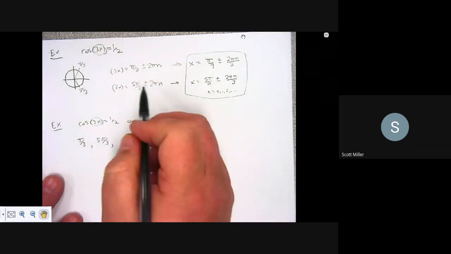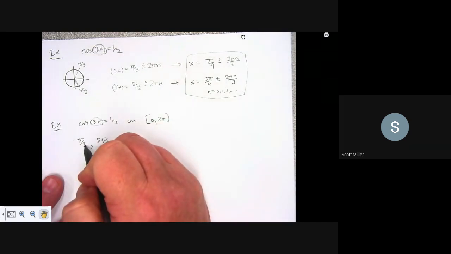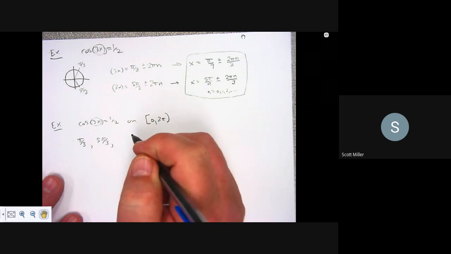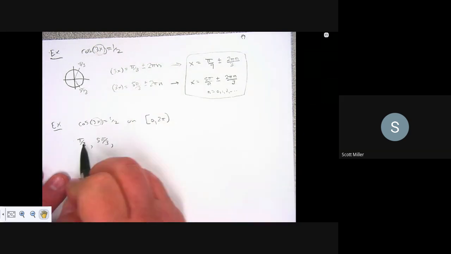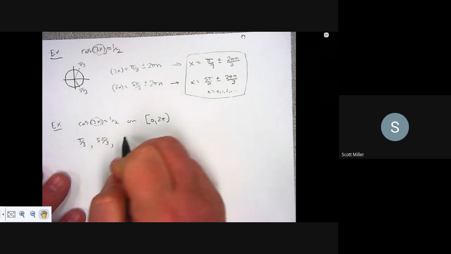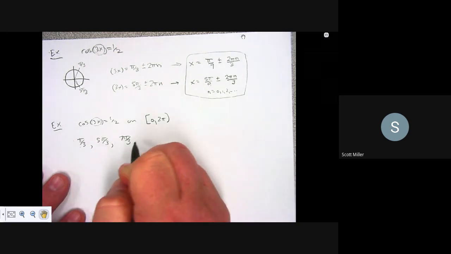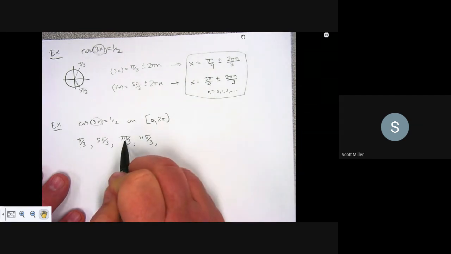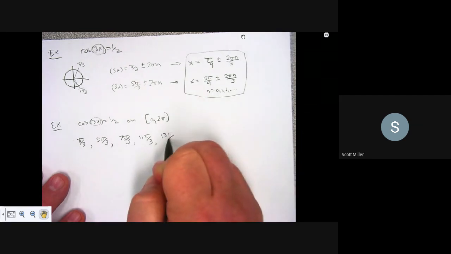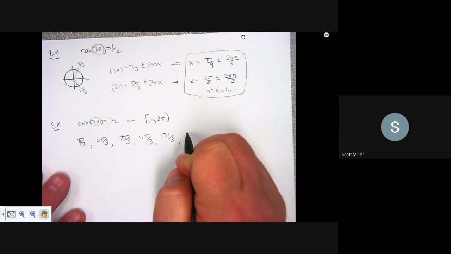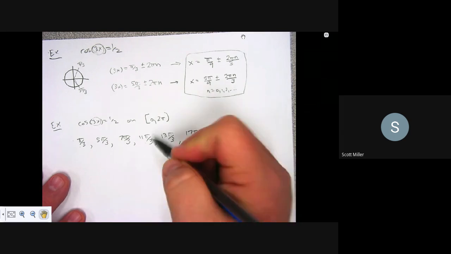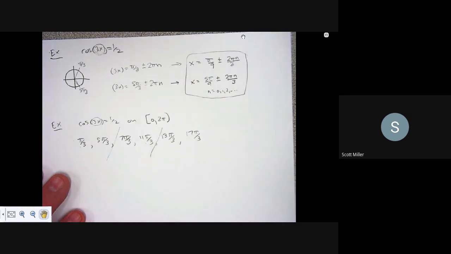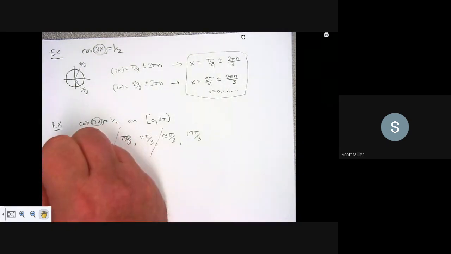Well, 2 pi with a denominator of 3 would be 6 pi over 3. So add 6 to this, and I get 7 pi over 3. Add 6 to this is 11 pi over 3. Add 6 to that, 13 pi over 3. And then add 6 to that, it's 17 pi over 3. So this is once around the circle, twice around the circle, 3 times around the circle. This is for the angle 3x.